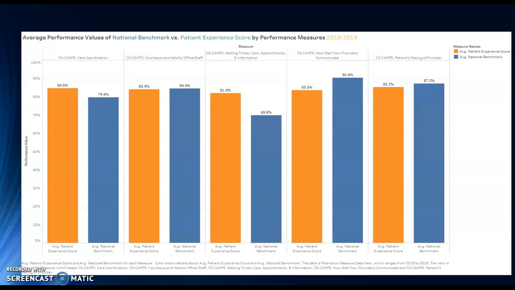But communication seems to be the main one that doesn't need as much improvement as getting timely care and appointments and information.